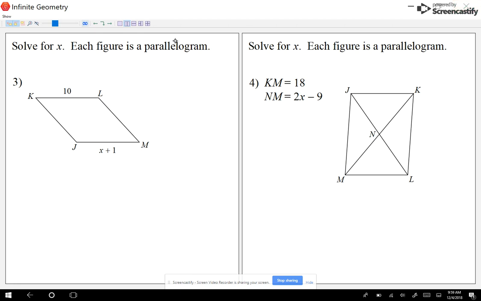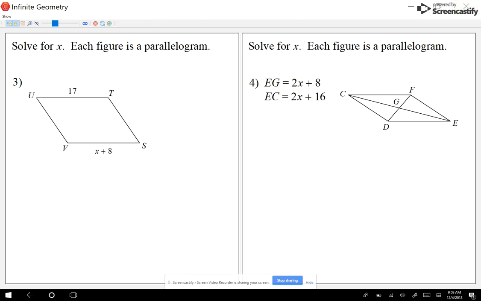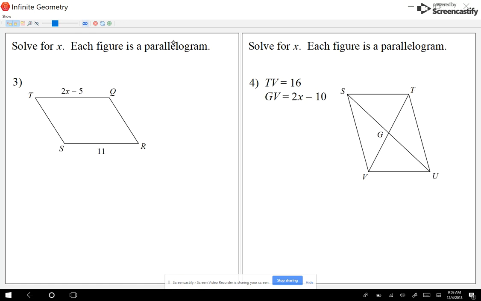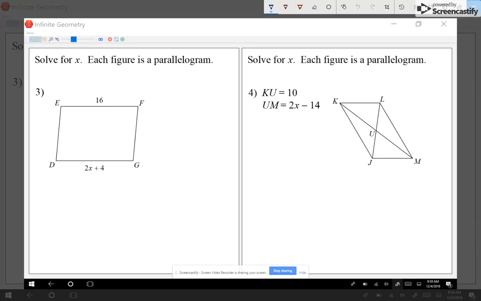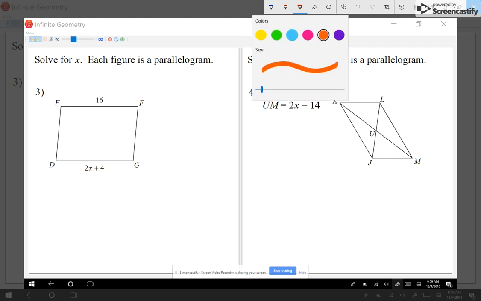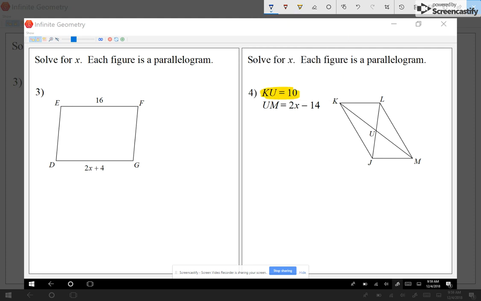What I mean with that is, let me look at an example. Here, when I look at KU, I'm telling you KU is 10, so only from K to U, not the entire diagonal. In that case, I know that UM is also 10, because remember, the whole diagonal was broken into half. So if KU is 10, UM is 10. Then I look at the instructions here. UM from U to M is 10. So I will just go 10 is equal to 2x minus 14 and work it out from there.